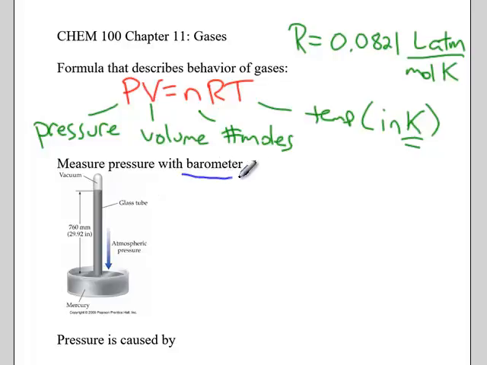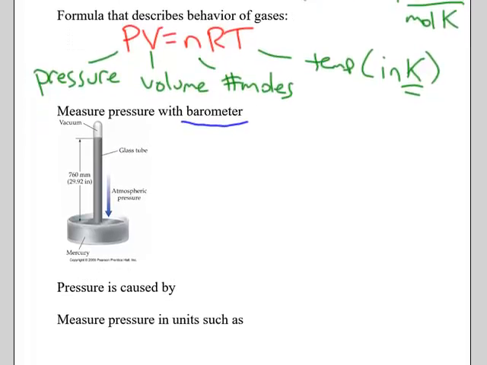We can use a barometer to measure, for example, the pressure in a room on a certain day. A barometer is made up of a pool of liquid, such as mercury, and then we put an inverted tube which has a vacuum at the top. So there's essentially nothing in the top of this tube. Atmospheric pressure pushes down on the mercury and it forces some of the mercury to go up into that evacuated tube, and the height difference between the pool and how far up it goes, that is the pressure.